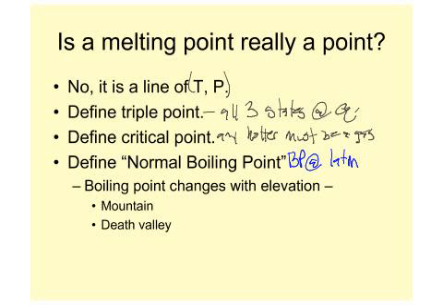No matter what, normal means 1 atmosphere. So even if you live on the top of a mountain where your pressure is not 1 atmosphere, the normal boiling point is still at 1 atmosphere. An important point about this is boiling point changes with elevation.